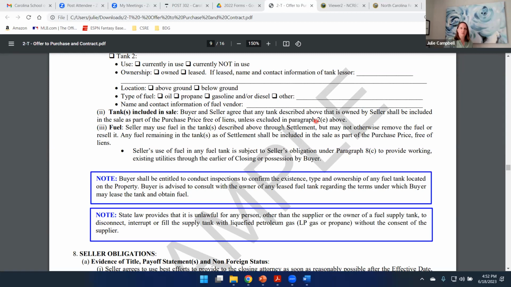Fuel, this is what puts people in court after closing. So they addressed it in our contract. Seller may use fuel in the tank described above through settlement, but may not otherwise remove the fuel or resell it. Any fuel remaining in the tank as of settlement shall be included in the sale of the purchase price, free of liens. Seller's use of fuel in any fuel tank is subject to their obligation below to provide working existing utilities through the earlier of closing or possession.